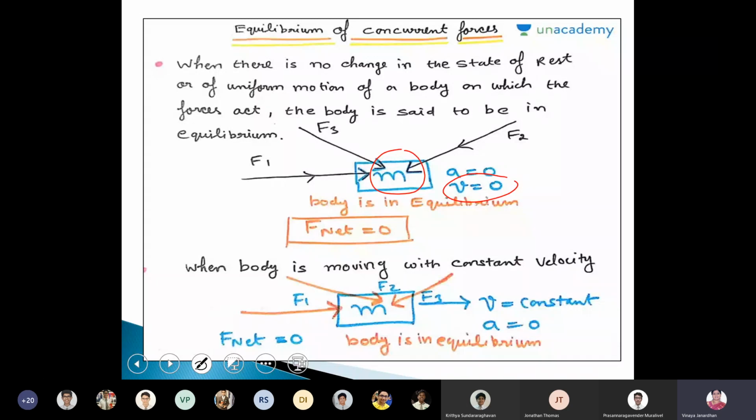Now all these forces add up together, F1 plus F2 plus F3. The effect of all the forces is 0. The net force is 0. That is why the body is not moving at all, so the body still continues to be in the state of rest. Then all these forces together, we call them concurrent forces.